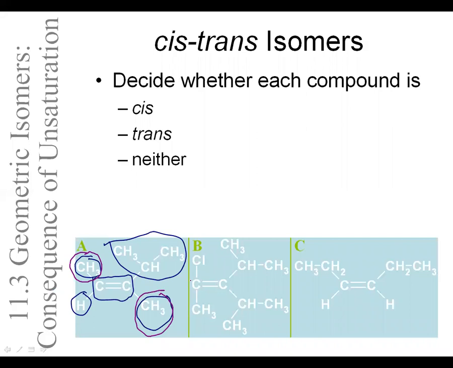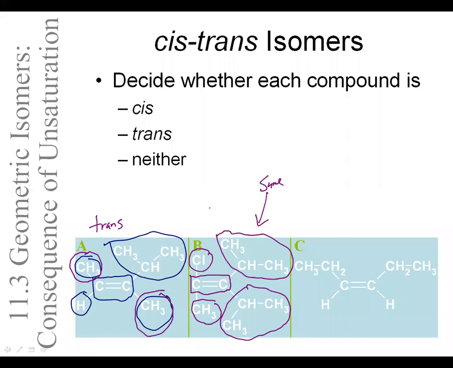Coming over here, if we look at the carbon-carbon double bond, this group and this group are different, which is good. But when we look over here, these two groups are the same, which means that automatically eliminates the possibility of cis or trans. So none here, basically.